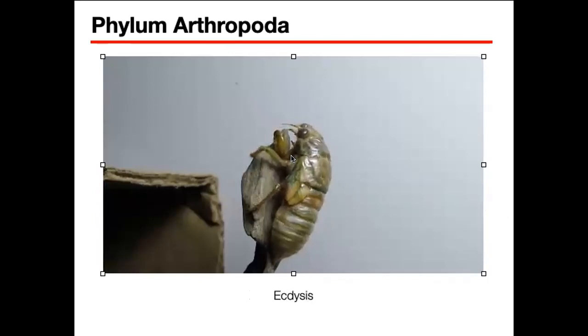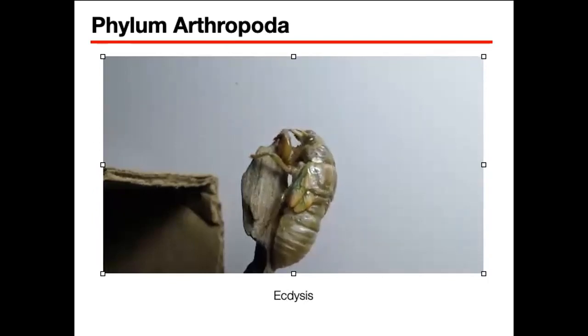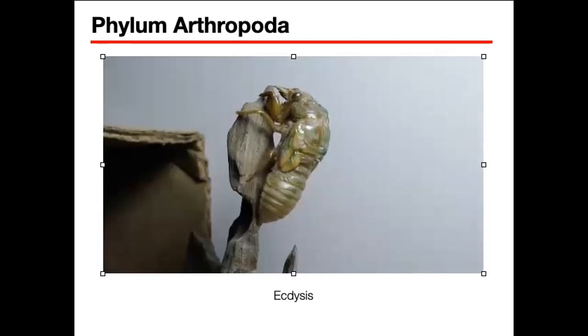As you know, arthropods, because of their stiff exoskeleton, have to shed it during the course of their growth. This is the process of ecdysis, more commonly known as molting. So in the video right there, that's actually a cicada. And cicadas, although they look scary in nature, are mostly beneficial.